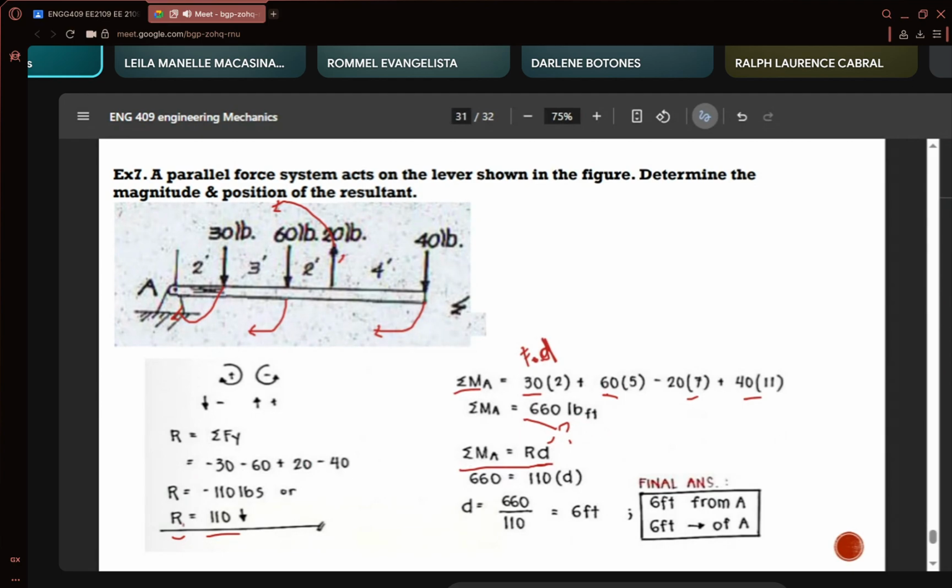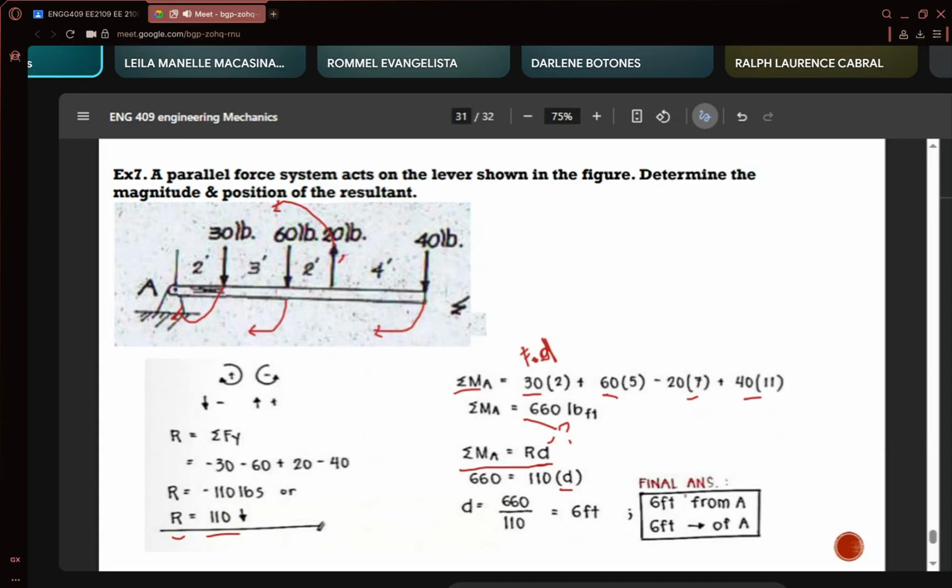Since we already have our magnitude R, we only need the D. So we only need to divide, right, to solve for D, or shift solve. If you're already tired of doing all the algebra, you can just shift solve here. Don't worry, I won't judge you. But if you can do some more algebra, it's a healthy practice to still do your algebra even here, right? Some cross multiplication, division. So we have here 660 over 110 equals 6 feet.